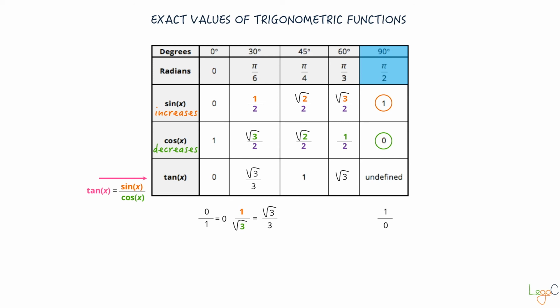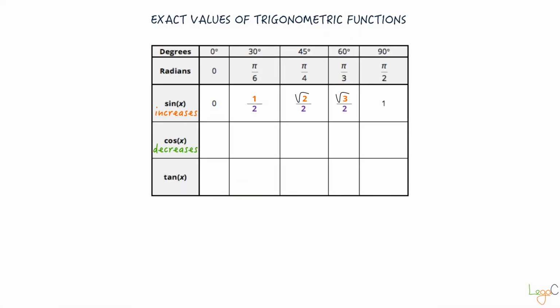Now let's look at another method of working out cosine x if we know sine x. The values for cosine x are exactly the values for sine x, but written in reverse order. So we start with 1, then root 3 on 2, then root 2 on 2, then a half, and then 0.